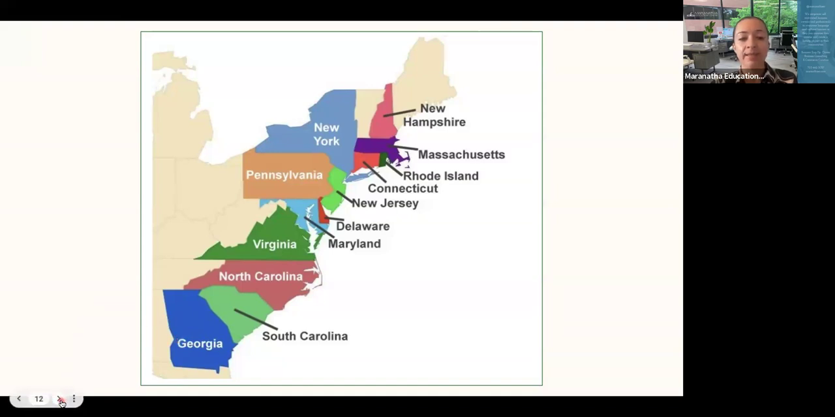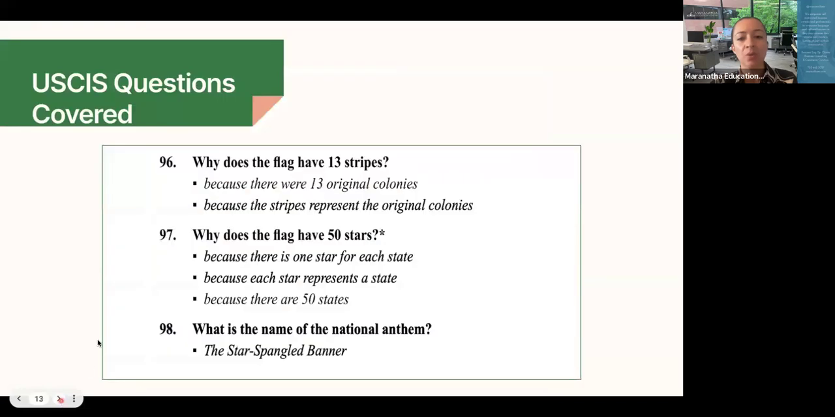For your test, they will ask you the following questions about the flag of the United States. Question 96. Why does the flag have 13 stripes? Because there were 13 original colonies. You could also provide the following answer, because the stripes represent the original colonies. You don't need to memorize both answers. Choose one.